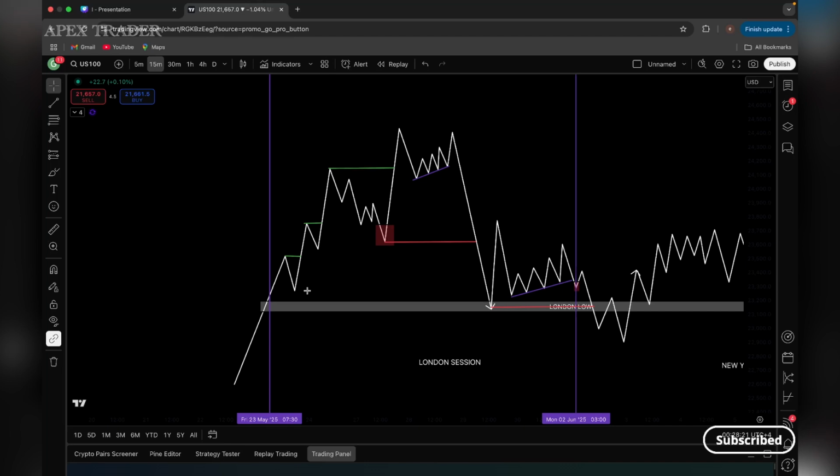For example, if someone is starting trading at 12 pm, he can trade from 12 pm. So New York session starts at 6:30 pm. So wait till 6:30 pm. For example, this is 6:30 pm. Till that time we'll wait for the London low, or else we'll consider this. But this is the London low, as you guys can see. So we'll take this zone here.